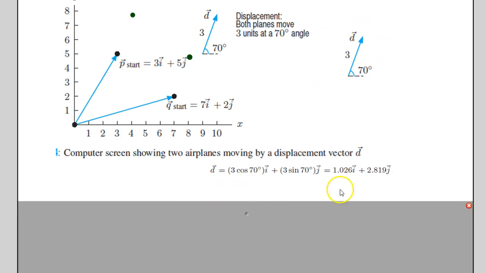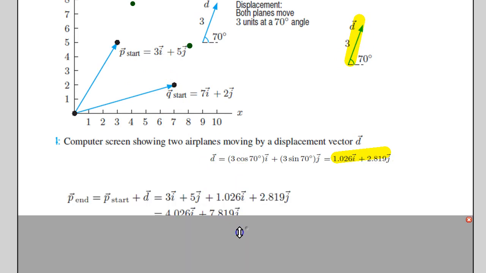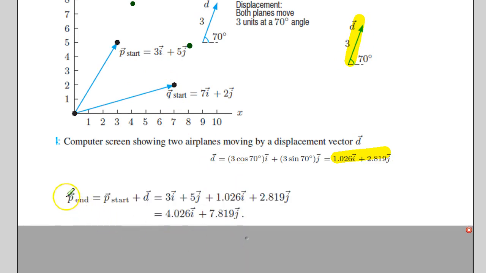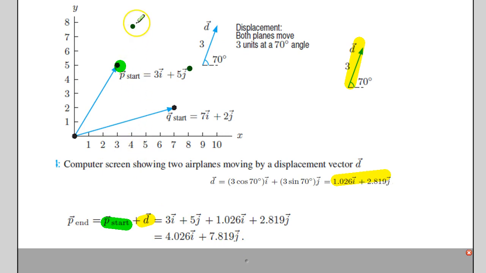first breaking up this vector into components. As you can see here, this is the component form of this same vector. Okay, and then we're going to basically add the components to figure out the end result for P. We take the start point and we add the displacement vector. And since we've broken up into components, we can add the I components to each other to get this I, the J components to each other to get this J, which is approximately around this point right here.